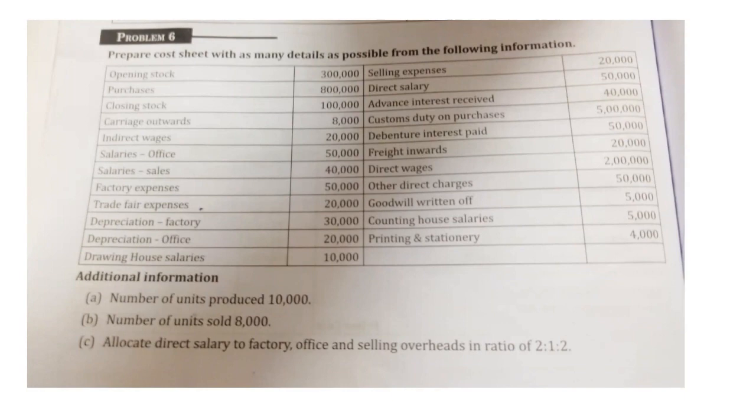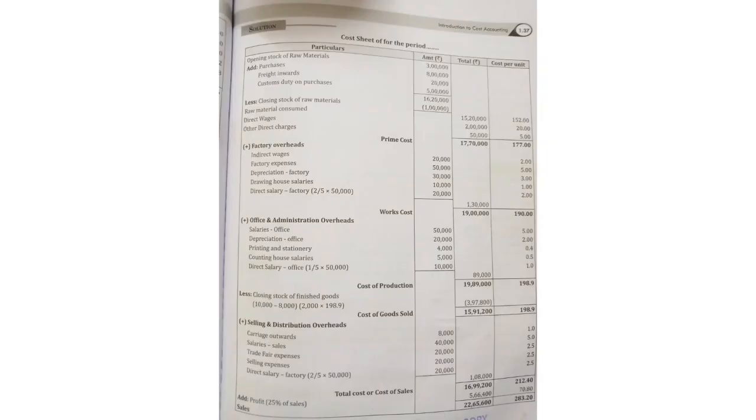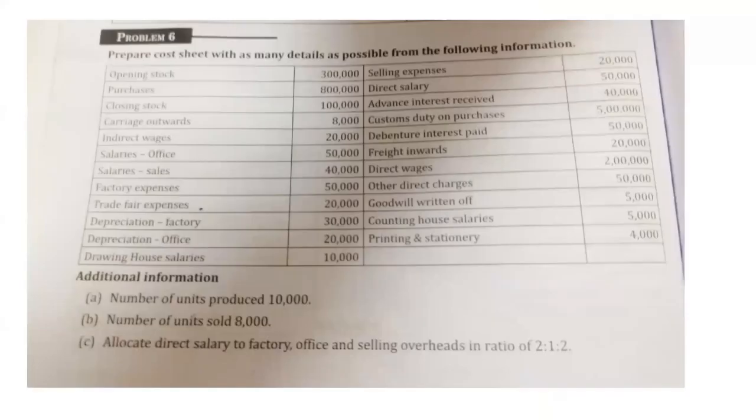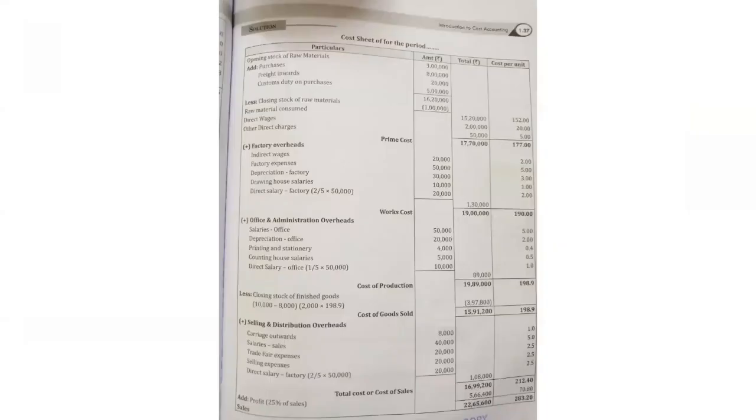Good evening all. In the last video, I gave this question, so we'll see the solution in this video. Here, they have not given the direct material consumed. Again, we know it: opening stock plus purchases minus closing stock. If there are any expenses related to purchases, like carriage or custom duty on purchases, you have to consider them and add them in the first section itself.